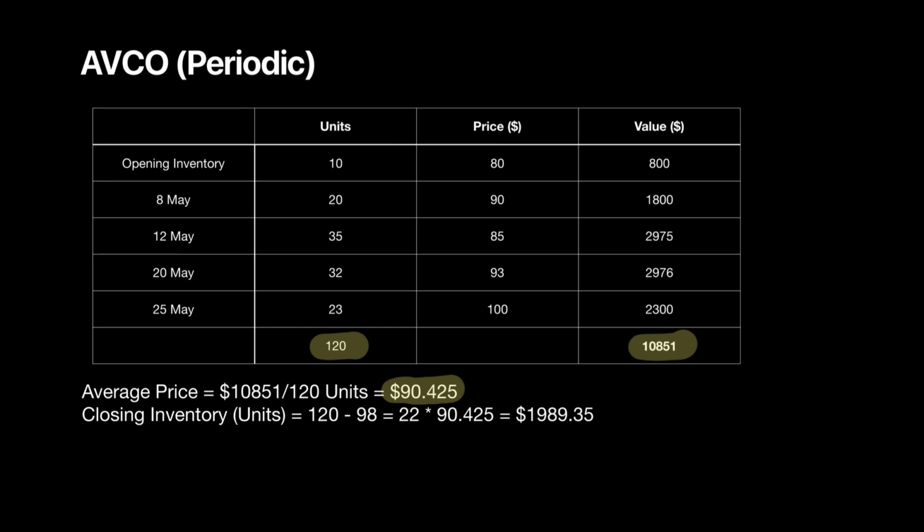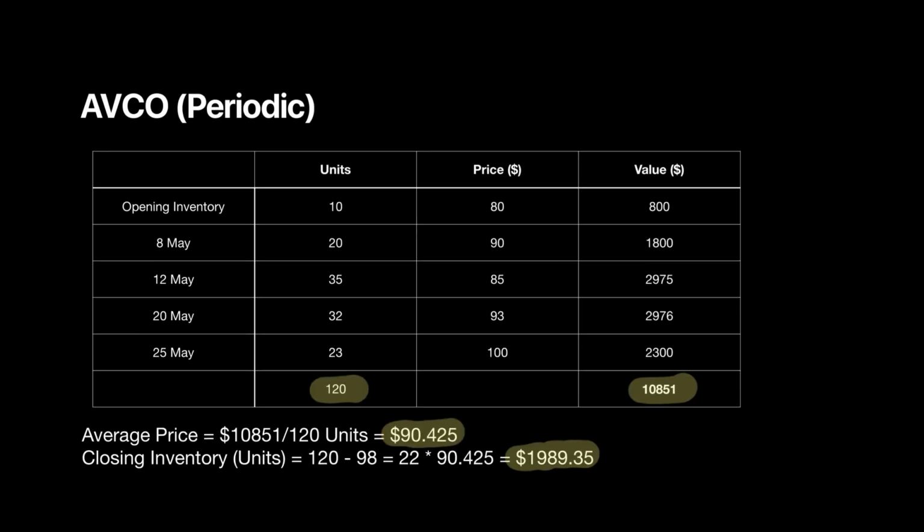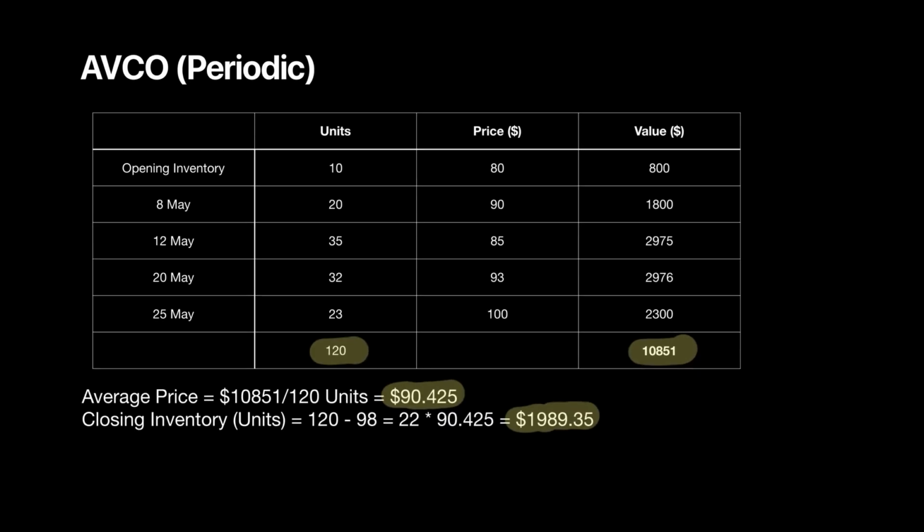Under first in first out, we valued it at the most recent price, which was 100. But under AVCO, we'll value it at 90.425. So the closing inventory under AVCO becomes 1989. One point that I would want to make over here is that if you compare your closing inventory under first in first out, it was 2200, whereas under AVCO, that's 1989. So we learned in the previous video that under first in first out, the value of your closing inventory and your profit both will be higher as compared to AVCO.